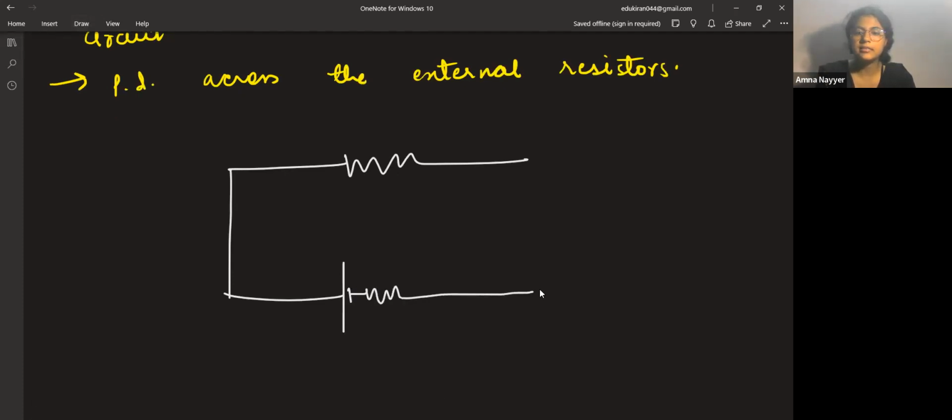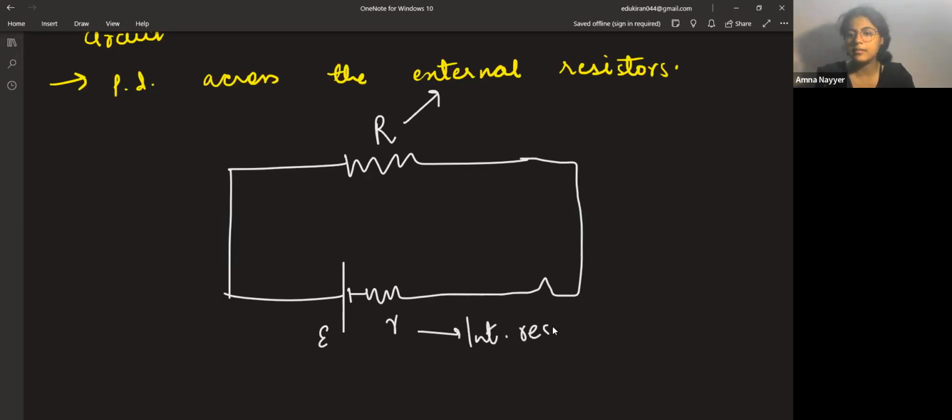Internal resistance. Key is there. This is the external resistor which I have connected in the circuit. This is the internal resistance of the cell. Here EMF is present. This is the external resistor. This is the internal resistance. This is the EMF of the cell.